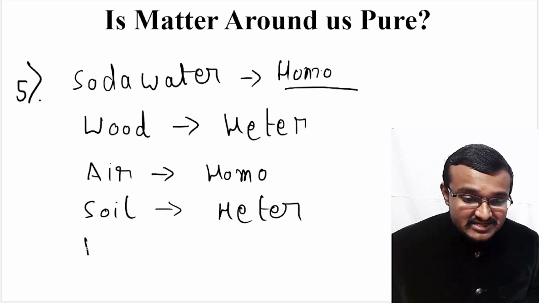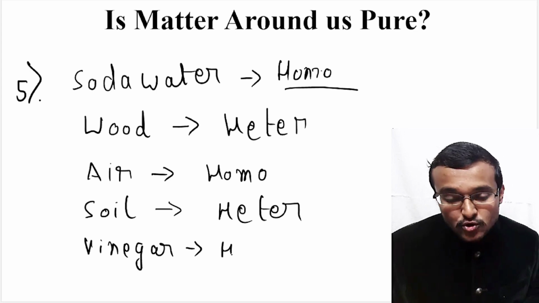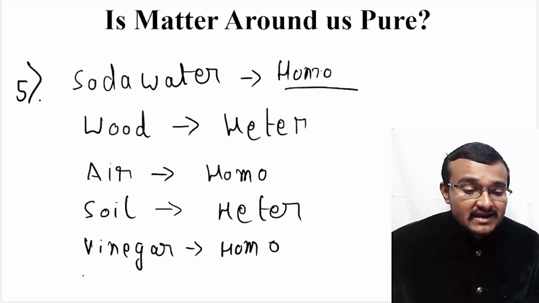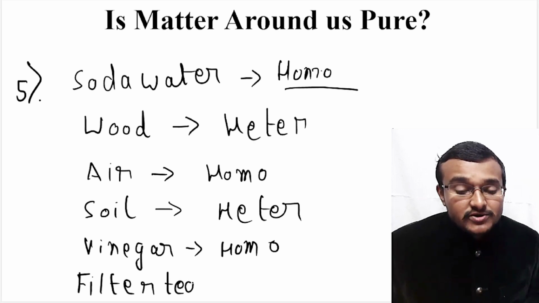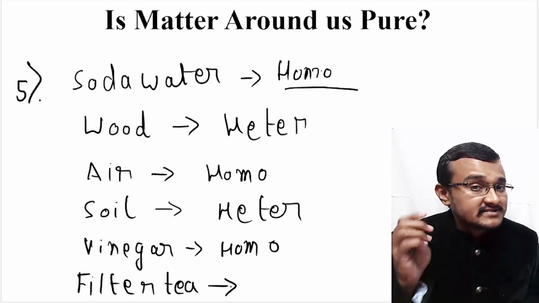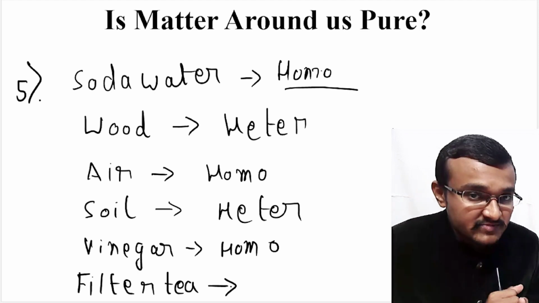Coming to the next mixture, that is vinegar. Vinegar is also an example of a homogeneous mixture. And the last mixture which they have given is filtered tea. Unfiltered tea is an example of a heterogeneous mixture, because the tea particles will still be there in the tea solution.